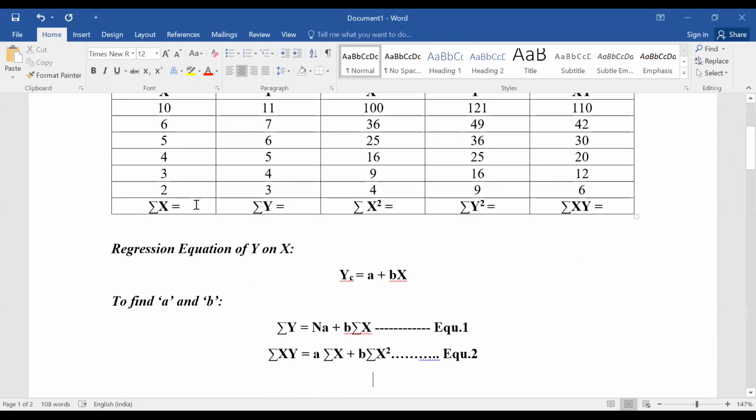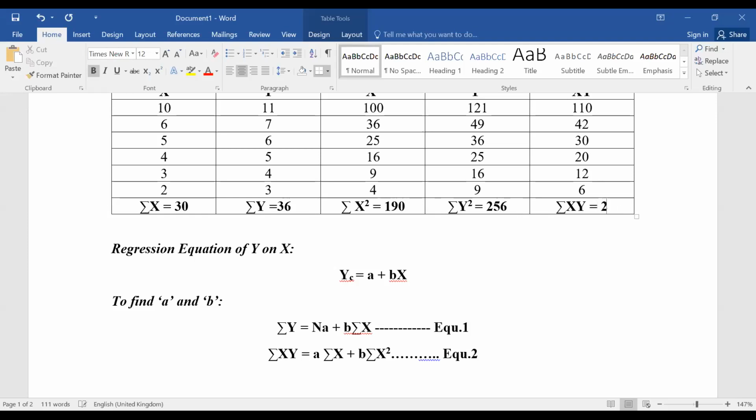Summation x is 30. And summation y? 18, 24, 29, 30, 36. Okay. And x square? 190. And summation y square? 256. And what about xy? Summation xy? 220. Okay. Now we got the values, right?